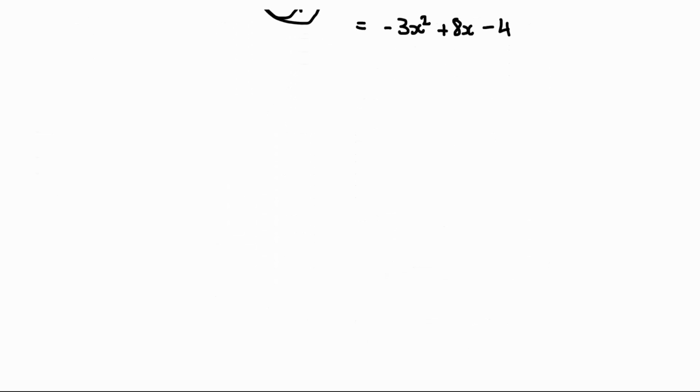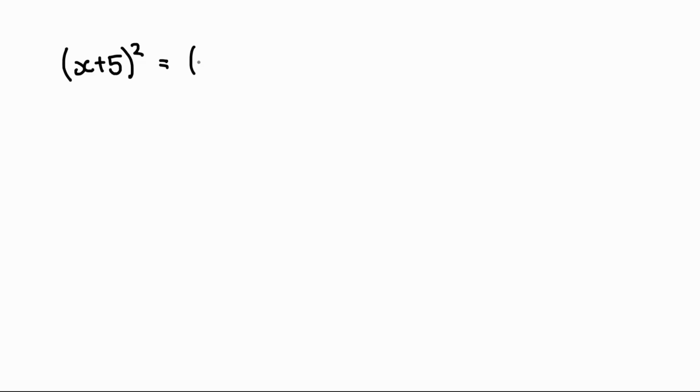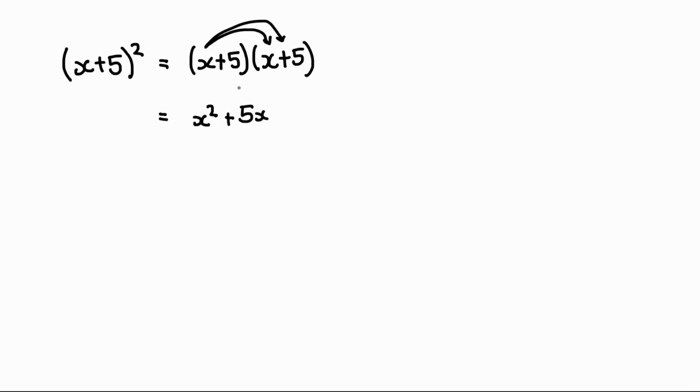So on to two more examples of a different type. We have x plus 5 squared. Now in the same way, if we were to have 6 squared, we would do 6 times 6. So this is the exact same. We just do x plus 5 and multiply it by itself and use the FOIL method. So x times x, you get x squared, x times 5, positive 5x, 5 times x, another 5x, and lastly 5 times 5 plus 25.